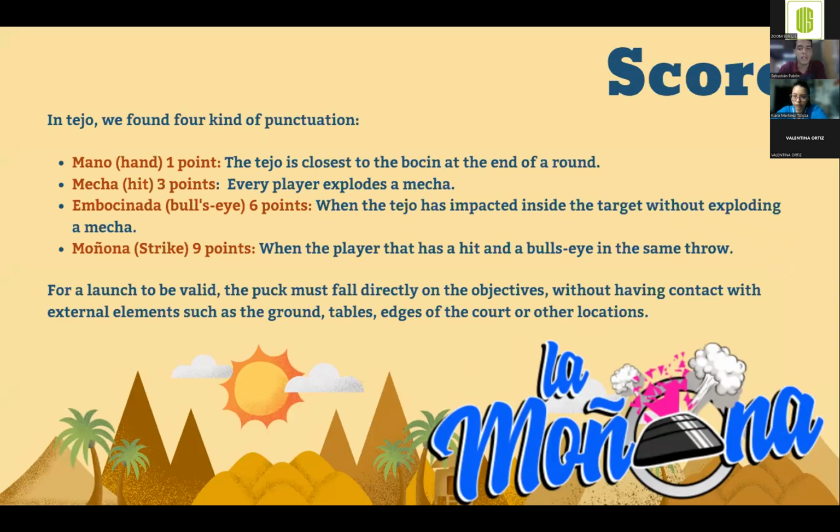Second, we have the measure, equal to 3 points, and it only occurs when a player explodes the measure. Third is the cara embocinada, and it occurs when the tejo has impact inside the target without exploding a measure. This is equal to 6 points. And finally, we have the moñona, equal to 9 points, when the player has a hit and a bull's eye in the same throw.